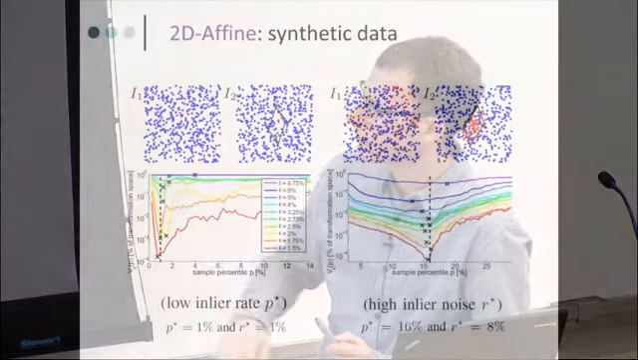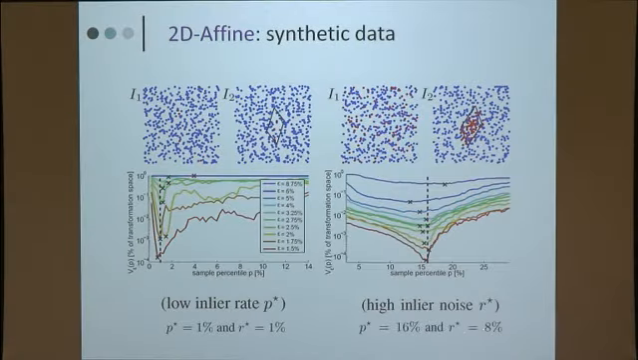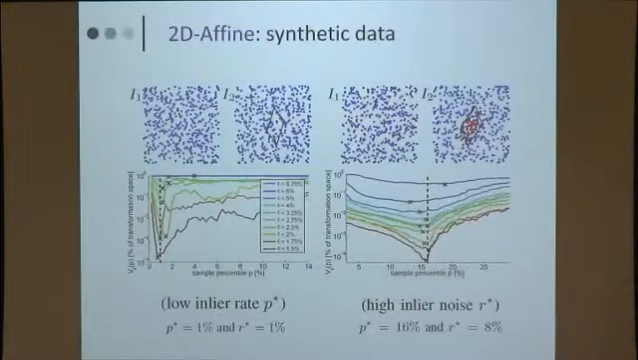Again, this is another extreme example, and this one in the sense of the amount of noise that the inliers have, 8% of the image size, which is quite large. And you can see here again that the different curves of the IRE measure obtain a minimum around the true inlier rate, which is 16% in this example.